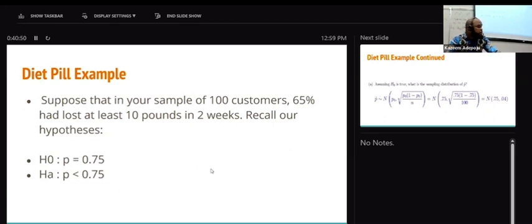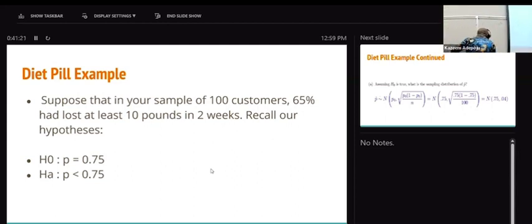Now, under the hypothesis, this is what I'm going to write. And this time around, the parameter is P, proportion, because they are talking about percentage out of. Does that make sense now? Now, you investigate. When you investigate 100 customers, do you know what you find out? You found out 65%.